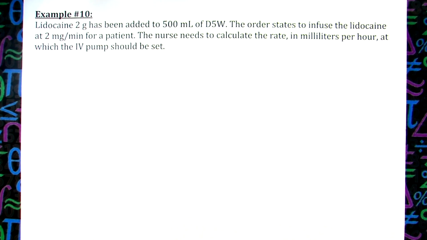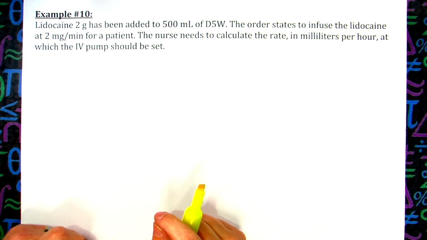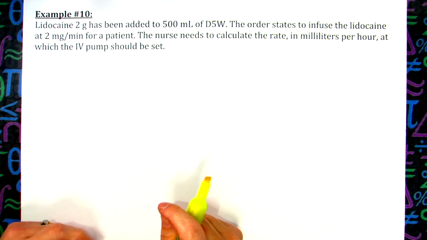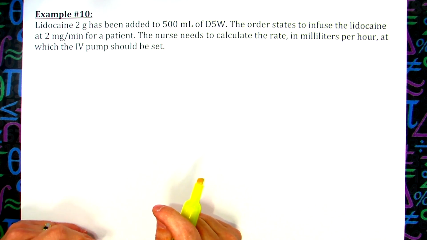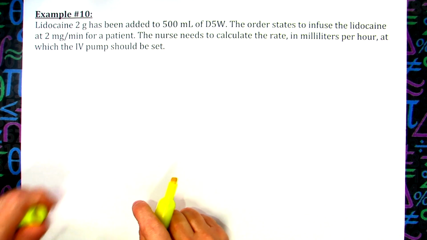Example 10. Lidocaine 2 grams has been added to 500 milliliters of D5W, dextrose 5% in water. The order states to infuse the lidocaine at 2 milligrams per minute for a patient. The nurse needs to calculate the rate in milliliters per hour at which the IV pump should be set.